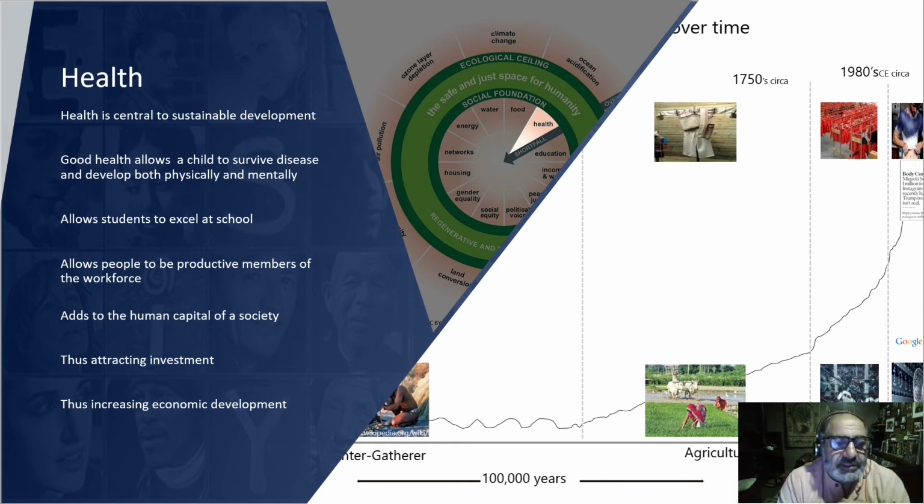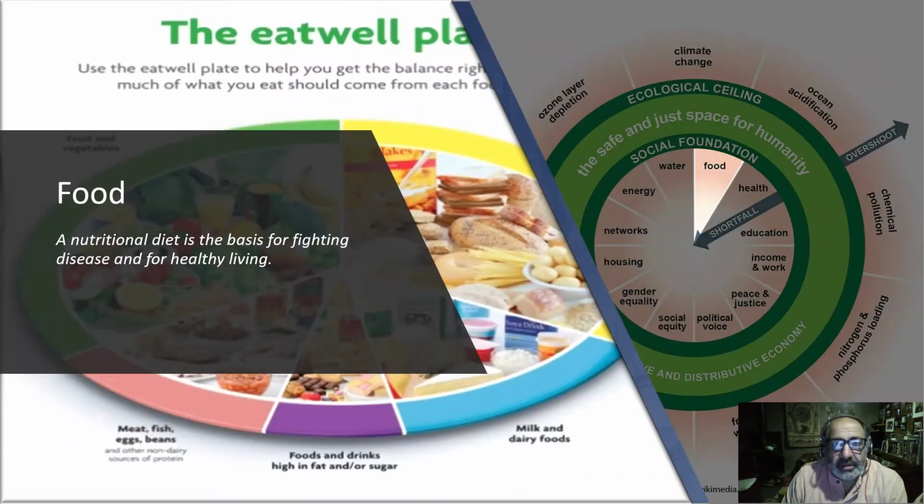Good health allows students to excel at school, and then therefore progress and educate themselves, as I was saying before. It allows people to be productive members of the workforce, adds to the human capital of society, thus attracting investment, thus increasing economic development. So education is pivotal for a nation to move up this economic development model pathway. Absolute key. Without it, they kind of are stuck in one spot. So what is our obligation to health and education in that?